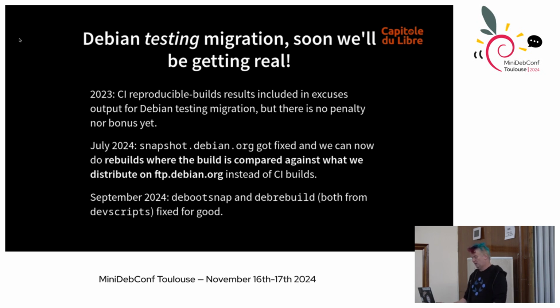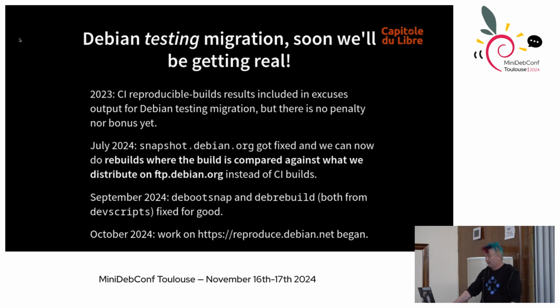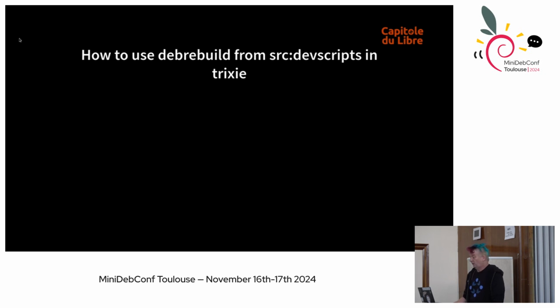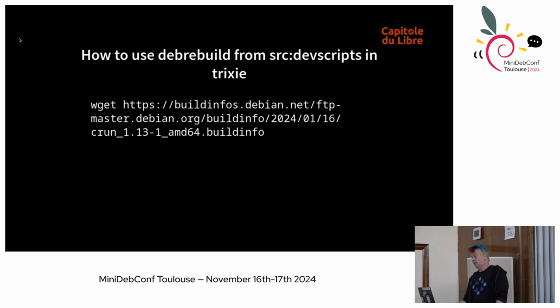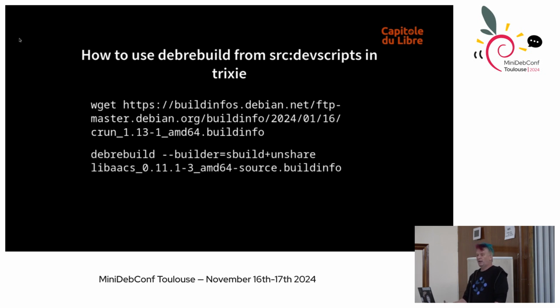And then last month, in September, bootstrap and debrebuild were fixed for good, because they were written when Snapshot was very unreliable, and now that Snapshot is reliable, we tested a bit more. And debrebuild is the tool you want to use, and debrebuild uses the bootstrap to recreate the exact same environment as the package was built in. And last month, work on reproduce.debian.net began. I will get to this in a second. So how to use debrebuild to rebuild a package? Well, you download a buildinfo file and you run debrebuild. That's it. Easy. That's Johannes's work mostly.